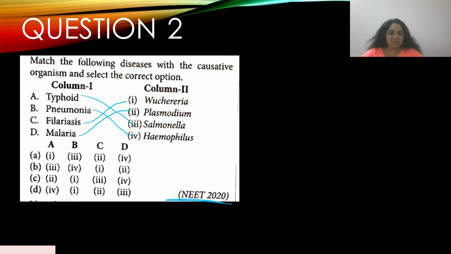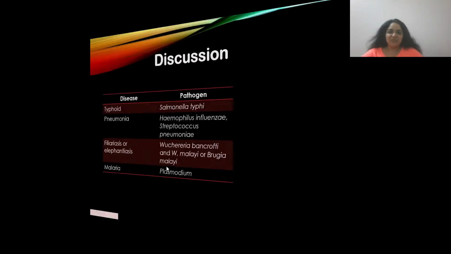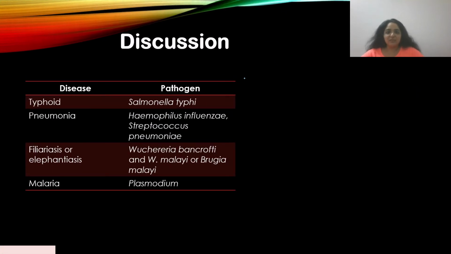So it's A3. Okay, A3 here. You have a B4. You have a C1. You have D2. So answer is B. Yeah, it's B. Okay, let's go to the discussion. So here is the table for the answer to the question that we just saw. Note this down.